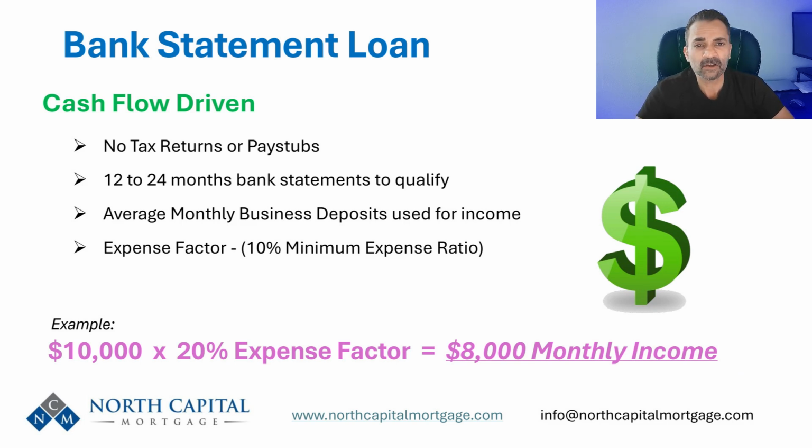So when we talk about bank statement loans, we're really looking for what your cash flow is. These are cash flow driven loans. So we are not going to look at your traditional income documentation at all. So no pay stubs if you give yourself pay stubs, no tax returns. We want to look at 12 to 24 months of your bank statements. And what we're going to do is look at the business deposits from those bank statements, and divide that by 12 to get a monthly average.